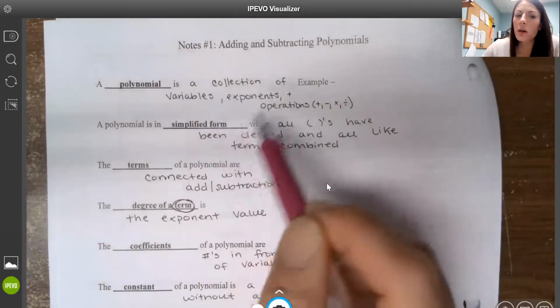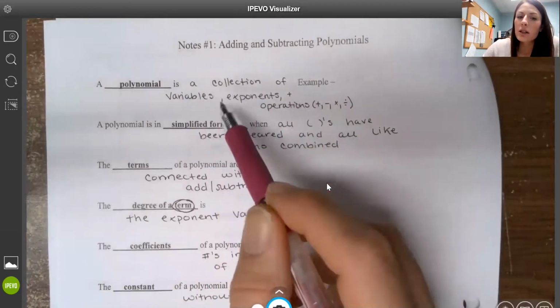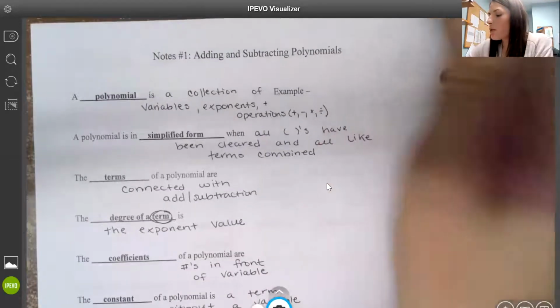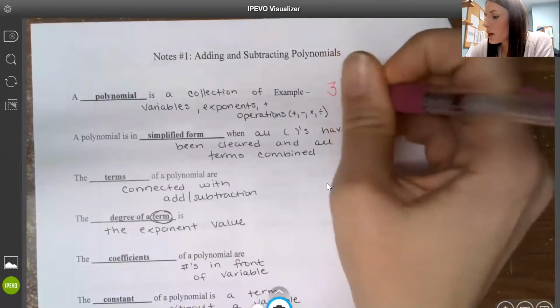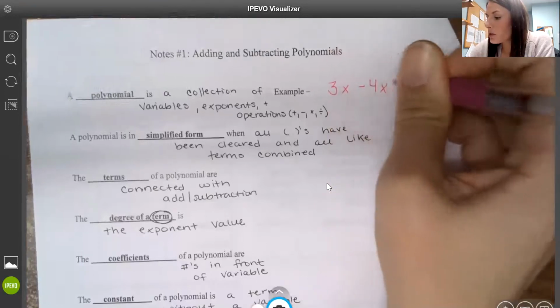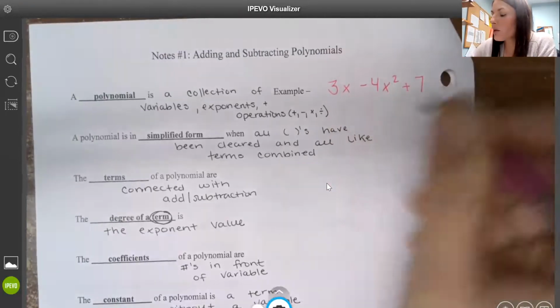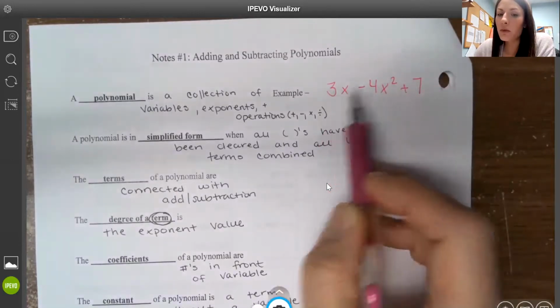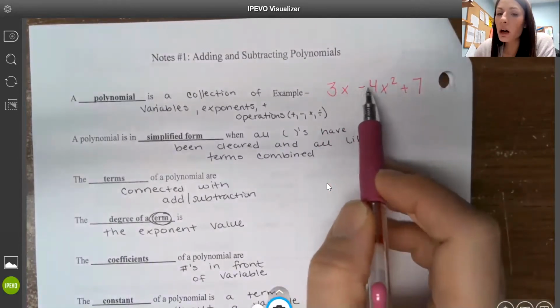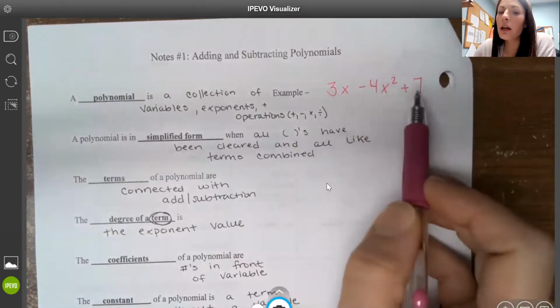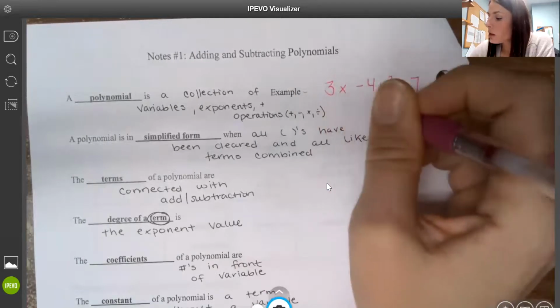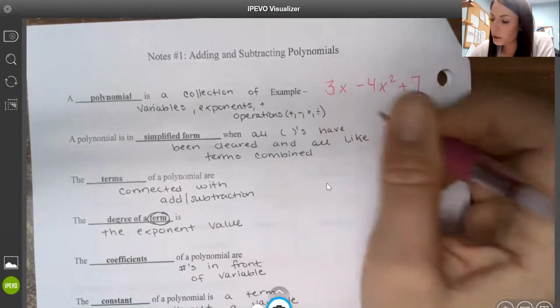So this unit's all about polynomials. A polynomial is a collection of variables, exponents, and operations. So for example, 3x minus 4x squared plus 7. So I have variables, I have exponents, and operations, meaning connected with addition, subtraction, multiplication, or division. So here's my example of a polynomial.